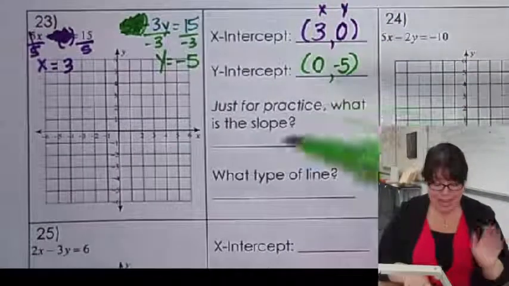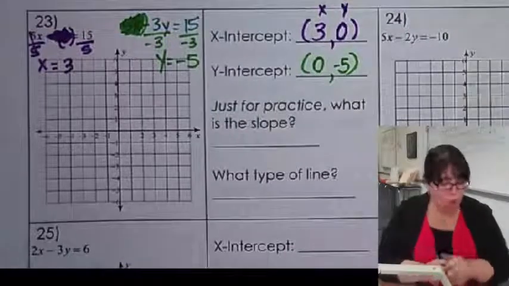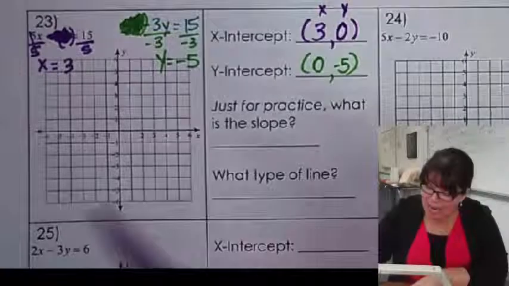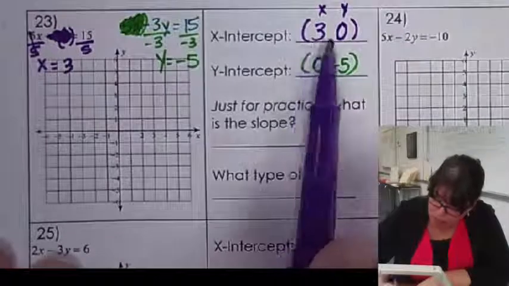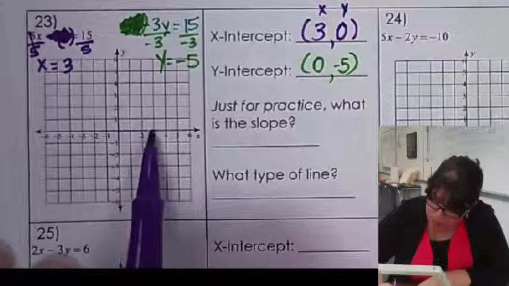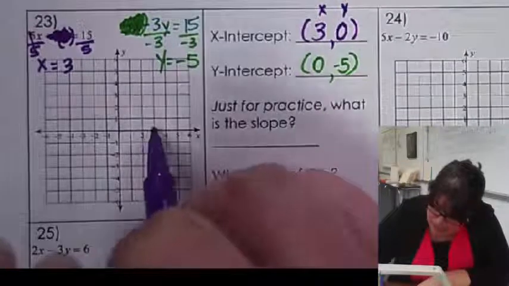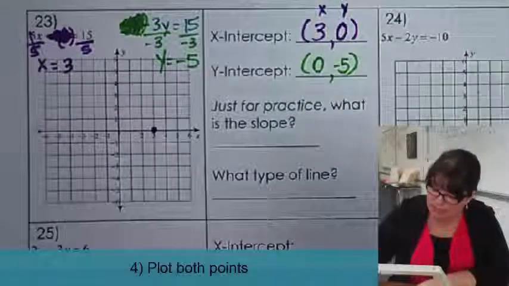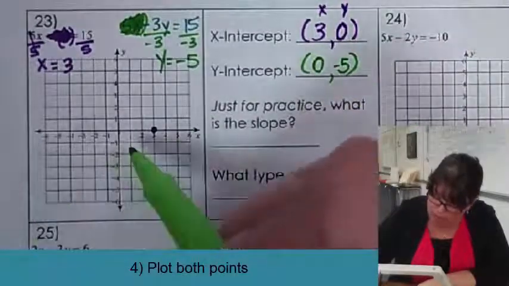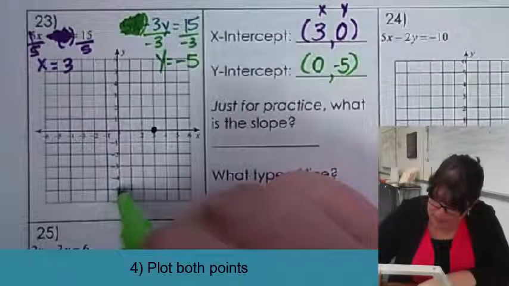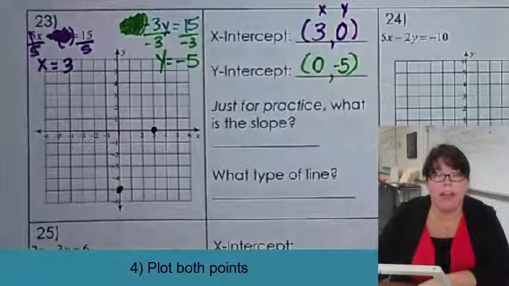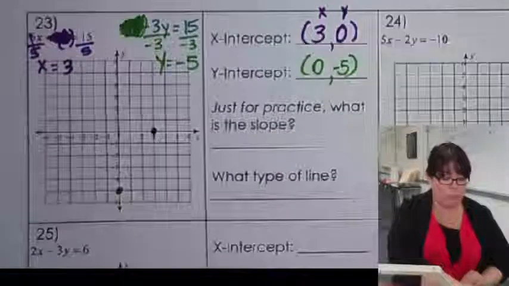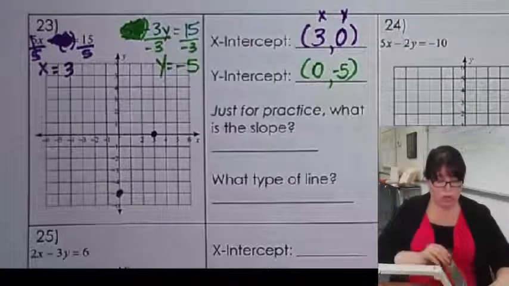Now, here's where the graphing comes in. Once you have your x-intercept and your y-intercept, you're going to put them on the graph. So the x-intercept is at (3, 0). So on my x-axis, I'm going to go over to 3, and I'm going to stay at 0 on my y-axis. Then I'm going to go to my y-intercept, which is at (0, -5). So -5 on the y-axis and 0 on the x-axis. I have 2 points, and anytime you are graphing lines, once you have 2 points, you are good to go.